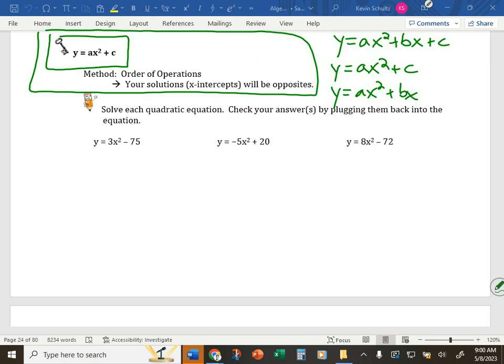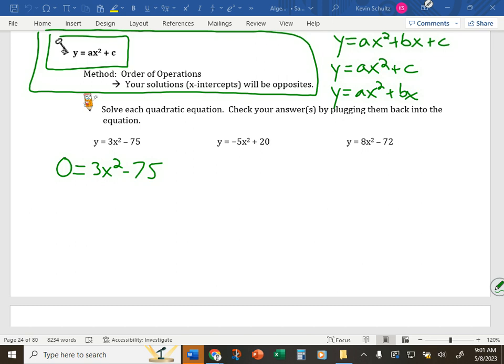So our first one, y equals 3x squared minus 75. Because we're looking for the x-intercept, what are we setting y equal to? 0. So we can rewrite this to be 0 equals 3x squared minus 75. And we can recognize this as being this form, so it's got the x squared term, and it has the constant, right? It's missing that bx term. That's how we know that we're dealing with order of operations here. And using order of operations, or opposite operations, what would our first step be?